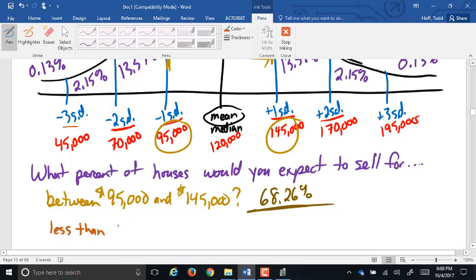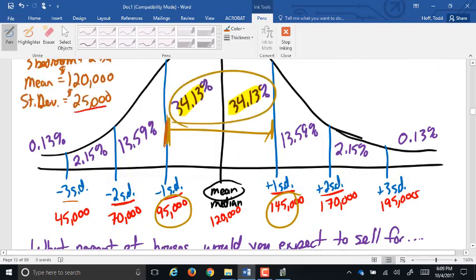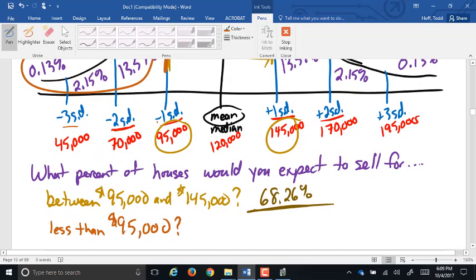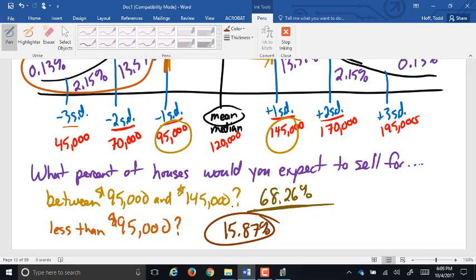How about less than $95,000? Let's say you decide your budget is really $95,000. What percent of the houses will be less than that? Here's $95,000. If I add those up, they'll add up to 15.87%. So if my budget is only $95,000, only a little under 16% of the homes will be in that price range. Any questions?